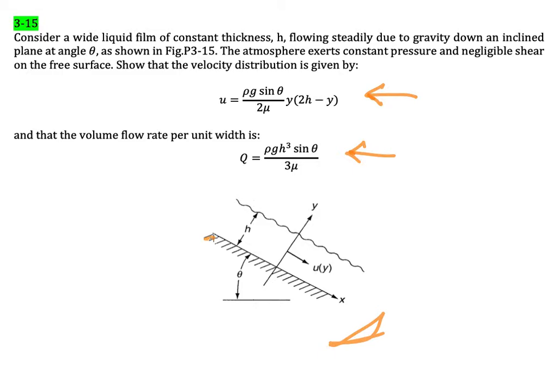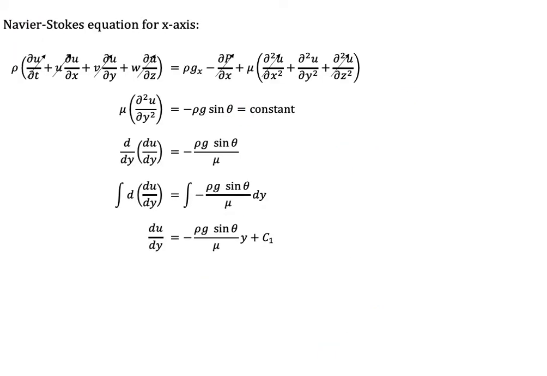So we have an inclined plane here. So we have a theta. And then the height of water is given as h. And we need to calculate the velocity distribution. I hope you could practice the Navier-Stokes equation.